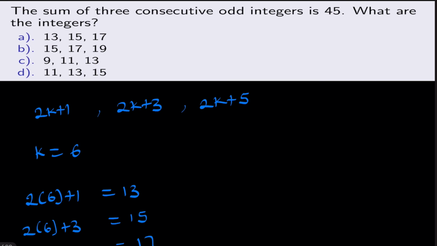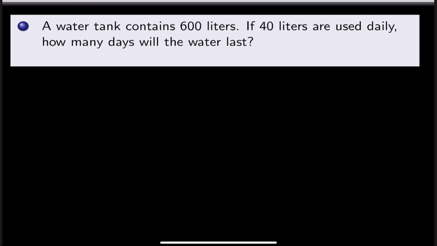And so the correct option is option A. A water tank contains 600 liters. If 40 liters is used daily, how many days will the water last?